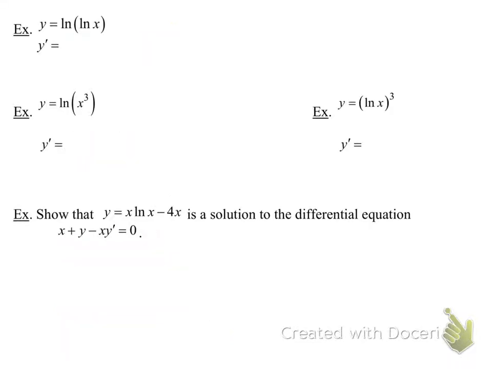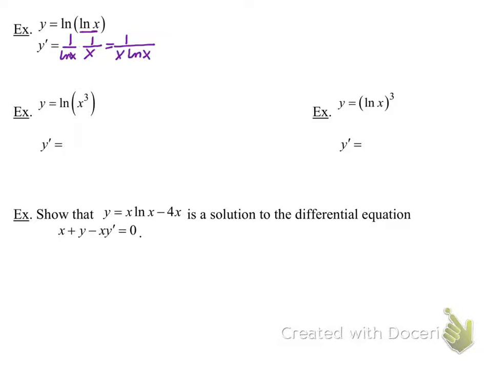Now we're going to look at the natural log of x. Well, the derivative of the outer function would be 1 over the natural log of x, and the derivative of the inner function, the natural log of x, would be 1 over x. So the whole thing would be 1 over x natural log of x.